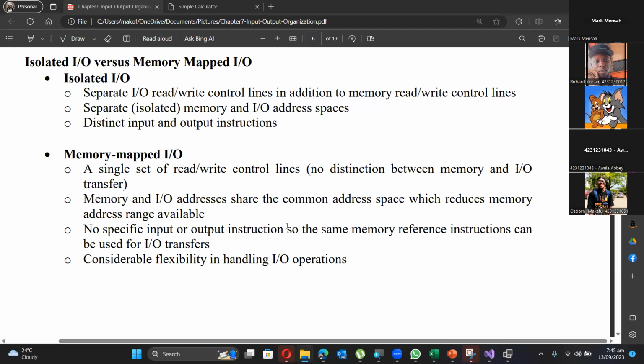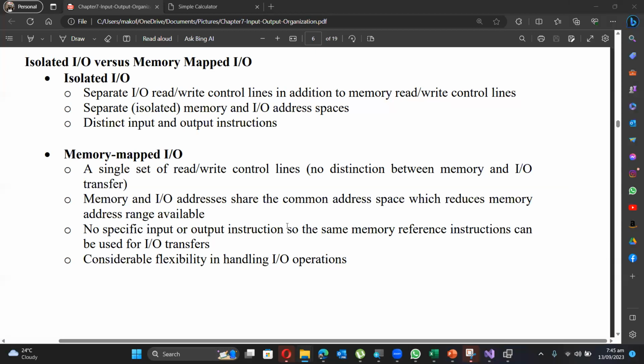So, isolated IO versus memory mapped IO. The isolated IO separates IO write and read control lines in addition to memory write and read control lines. Separate memory and IO address spaces and distinct input and output instructions. That is for if we have an isolated IO.